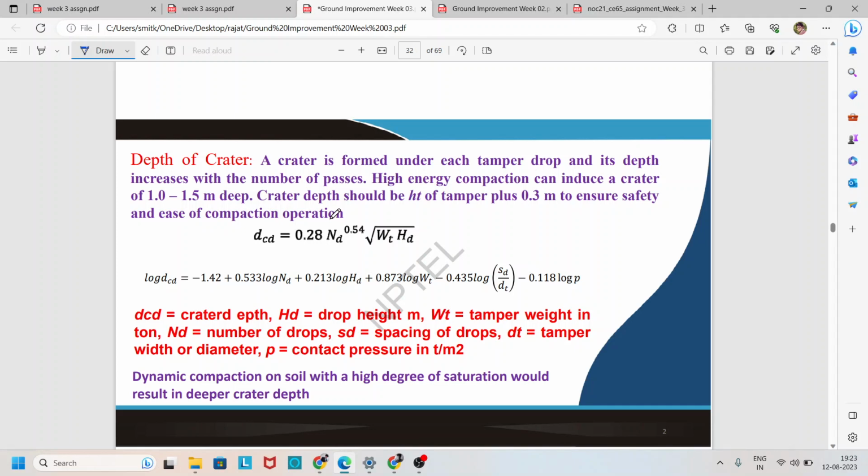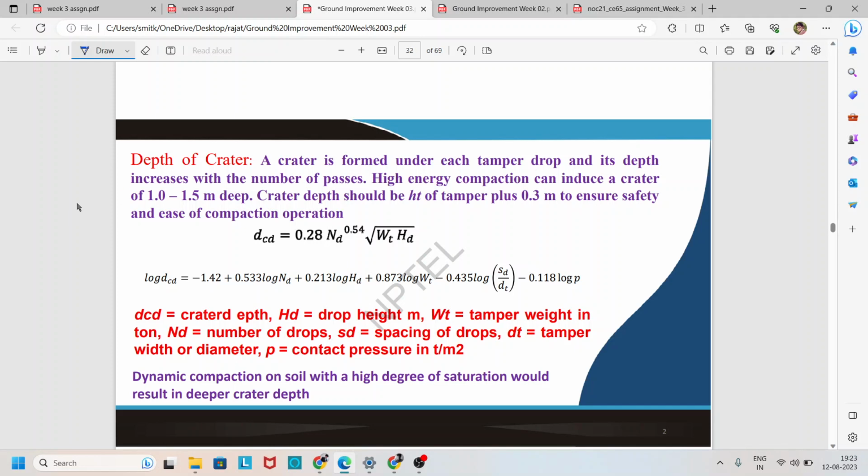A crater is formed when the temper is dropped at a particular location, where ground depression or ground subsidence occurs, and we also check the height of the crater. It is mentioned that for safety and ease of compaction, the height of the crater should be equal to the height of the temper plus 0.3 meter. It should not be greater than the height of the temper plus 0.3 meter.